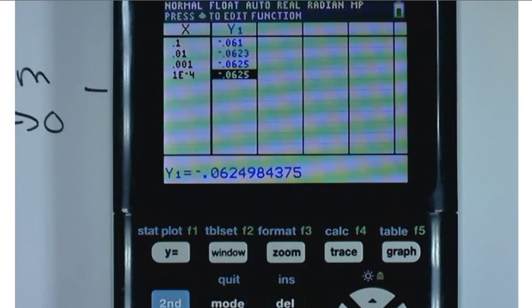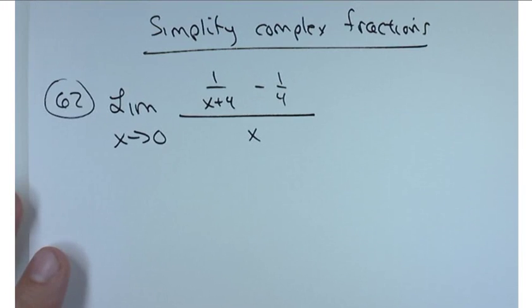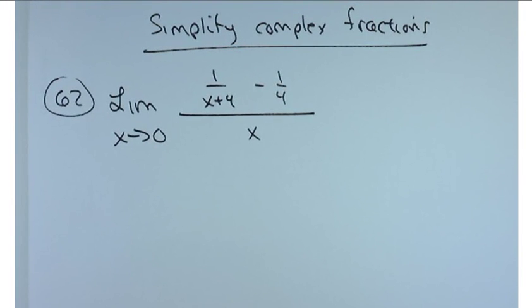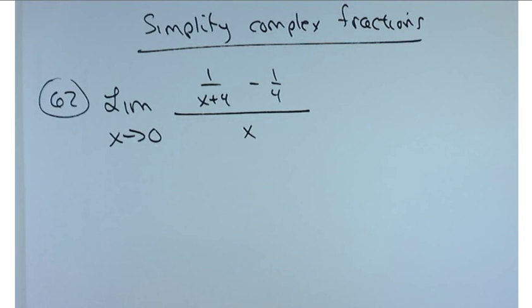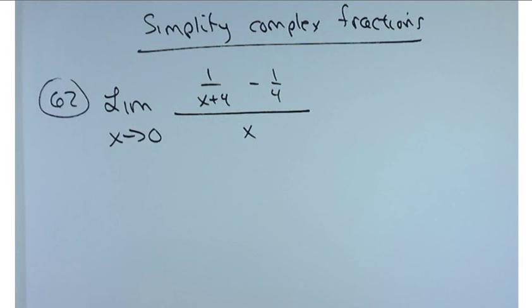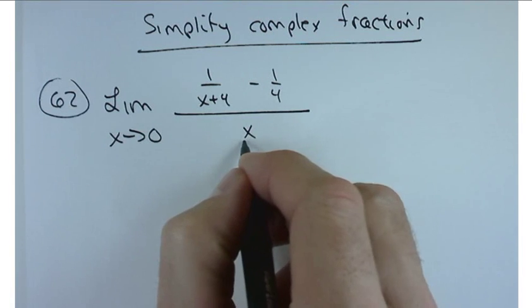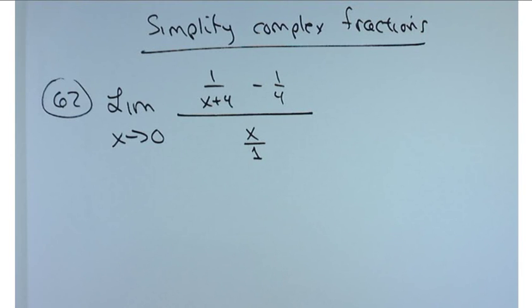Most of us probably don't recognize what fraction that is. That's okay. We'll compare it later. For now, let's work with simplifying the limit. And hopefully we get something that turns out to be negative 0.0625. This is a complex fraction. Let me write the x in the denominator as x over 1, just out of convenience.